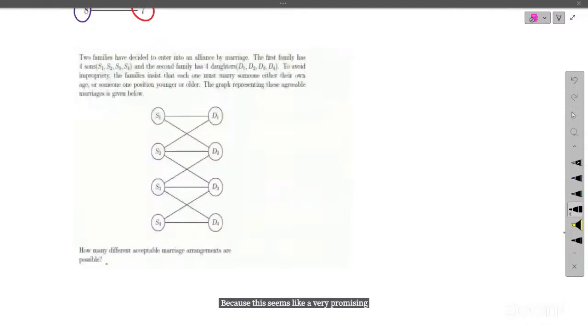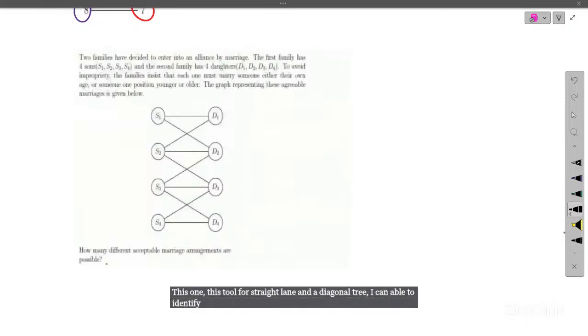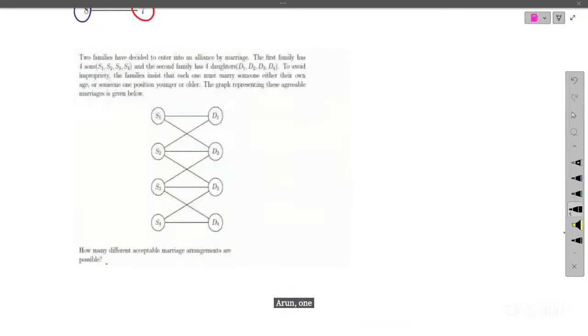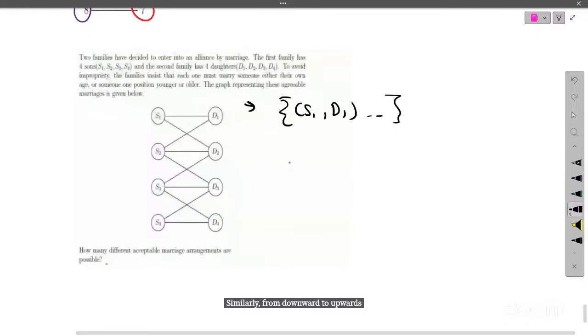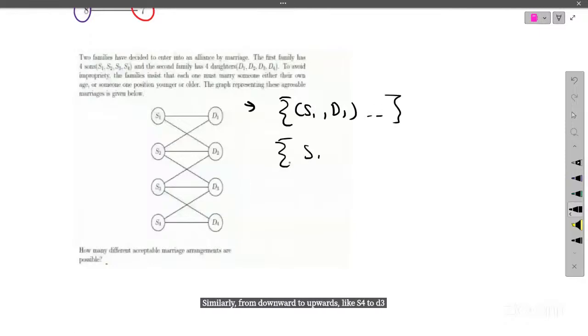Gaurav sir, these two for the straight line and a diagonal, 3, I am able to identify. Another two, how did you calculate? Arun, one is like a perfect match. The second is to take diagonals, like S1 to D2, S2 to D3, and S3 to D4. Or similarly, from downward to upwards, like S4 to D3, S3 to D2, and S2 to D1.